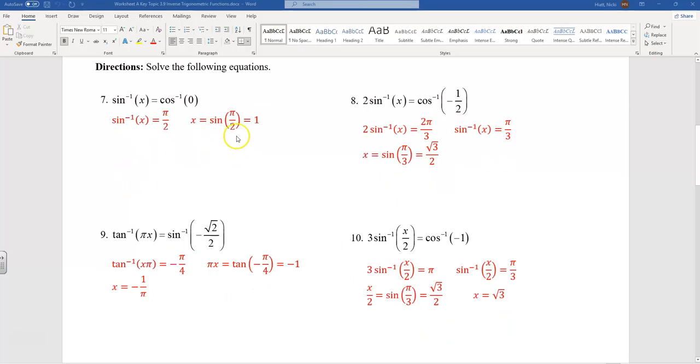Okay, for 7, you should get 1. For 8, you should get square root of 3 over 2. For 9, you should get negative 1 over pi. And for 10, you should get the square root of 3.